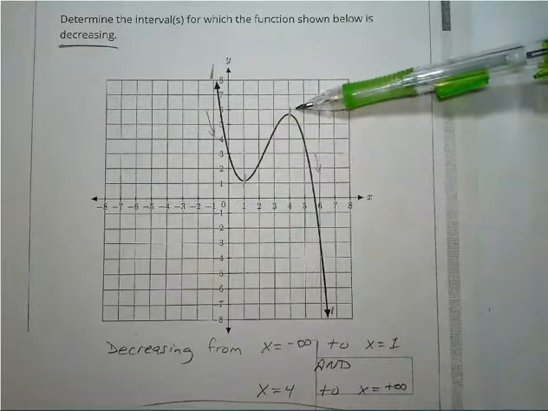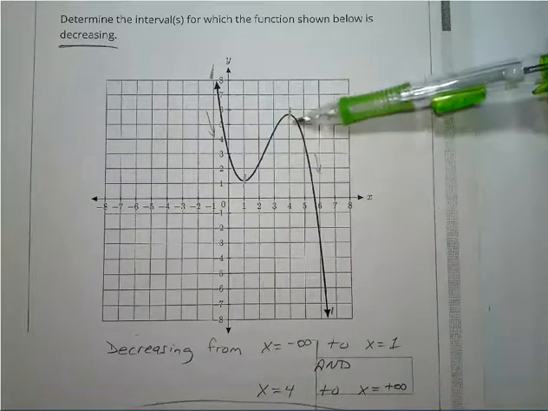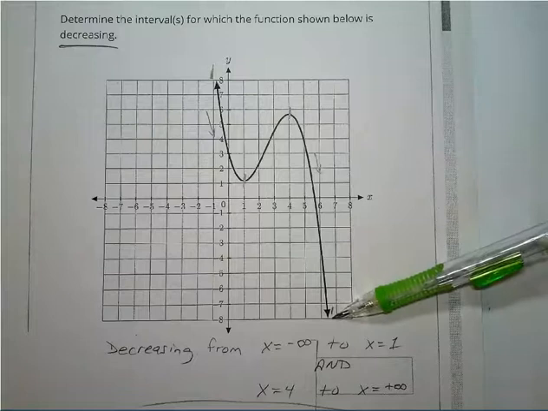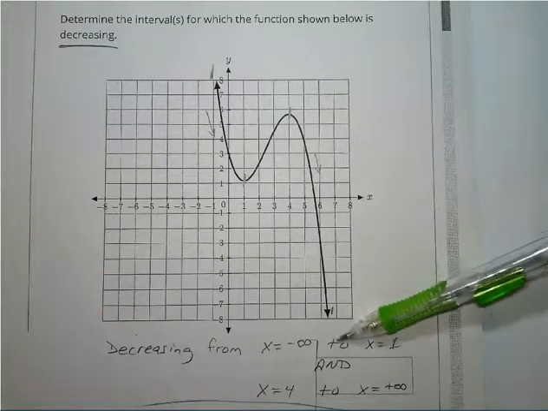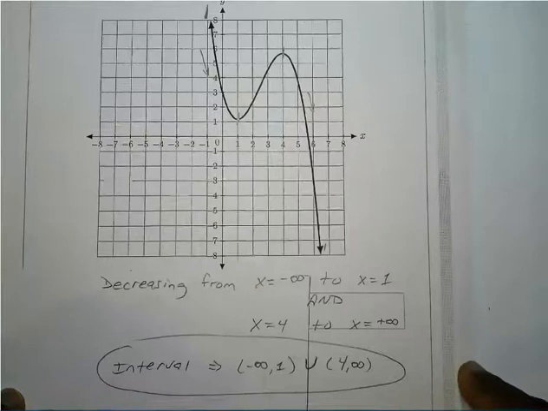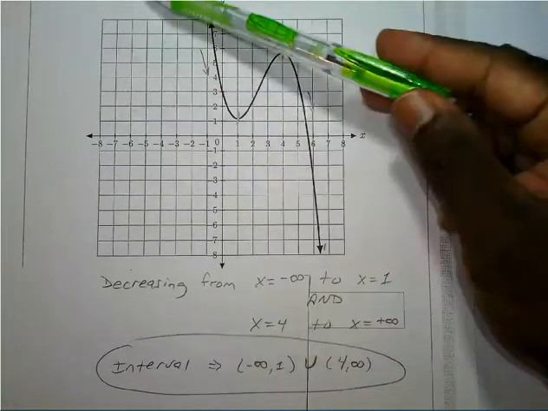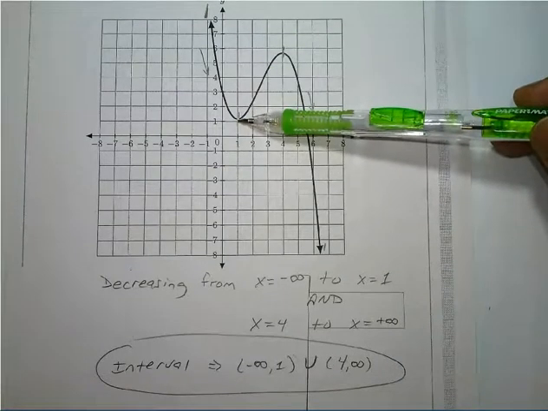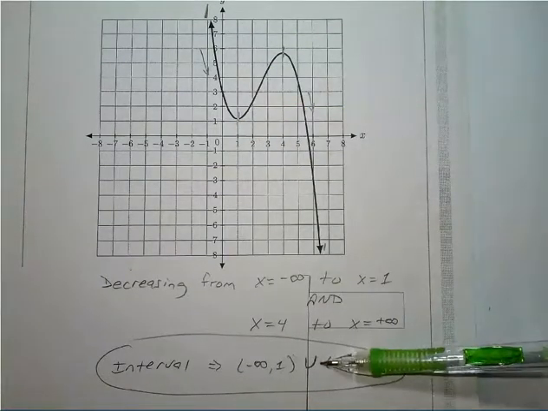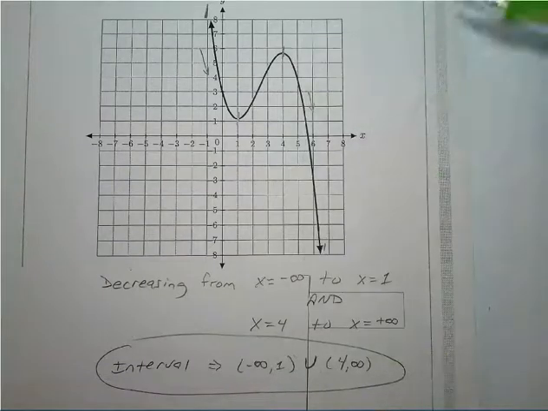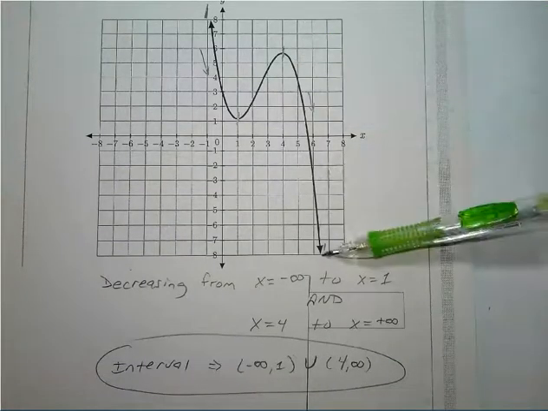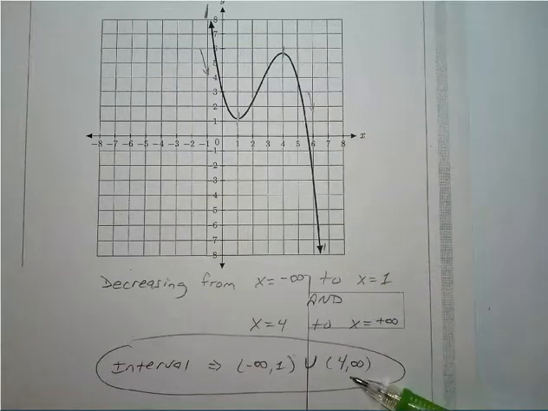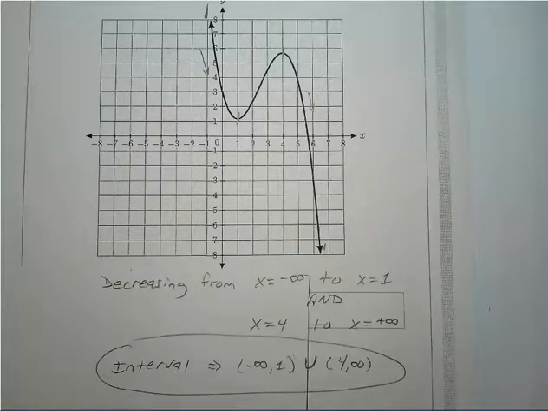The second one, you can see, is decreasing from x equals 4 and all the way down. And again, when you see that arrow, that means it's going forever. It's not going to stop. So with this one, your decreasing interval is from -infinity to +1, or, remember that little or symbol there, like a little u, from x equals 4 to +infinity. Okay, so those are your two decreasing intervals. All right, so let's move on to our last one.